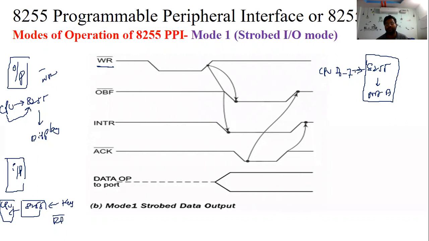8255 PPI port A or port B to the display. This is our process now.